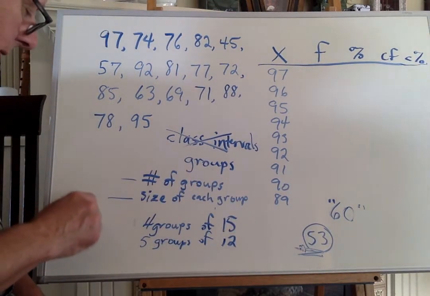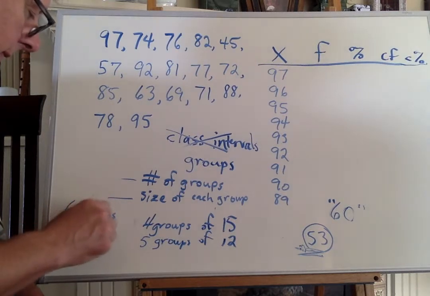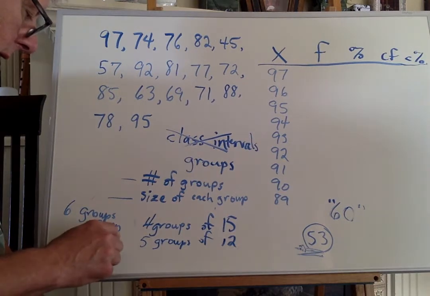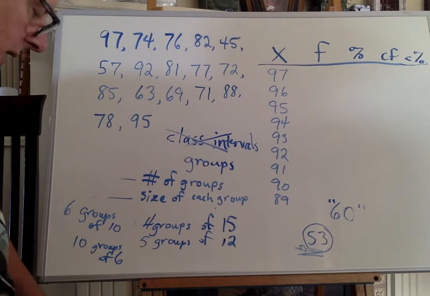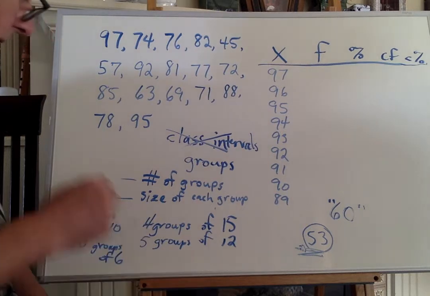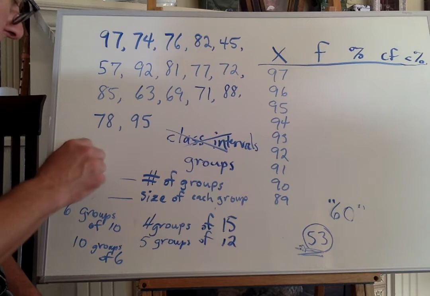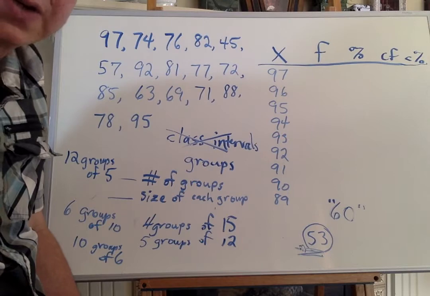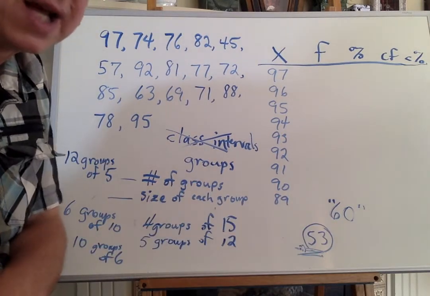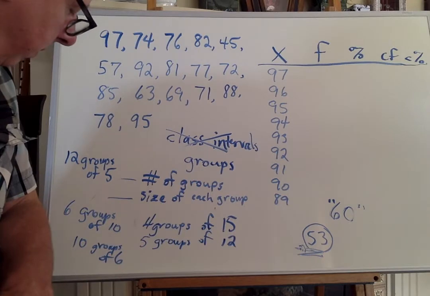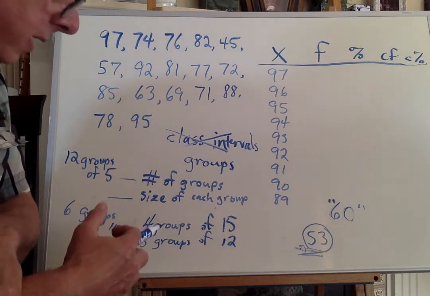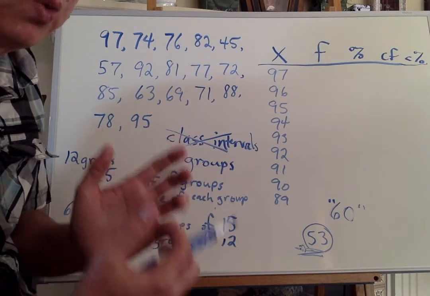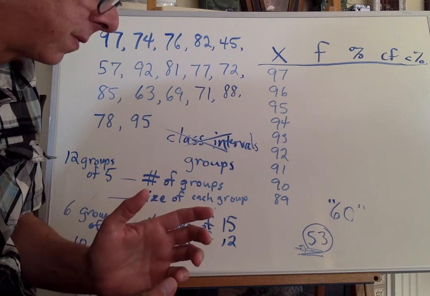Maybe 6 groups of 10. Maybe 10 groups of 6. Okay. Maybe 12 groups of 5. You see there's lots of possibilities because 60 is divisible by lots of different numbers. And so we have a lot of different possibilities, all of which are technically correct, but which one do we want to use? Okay.